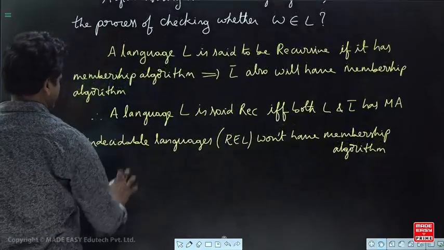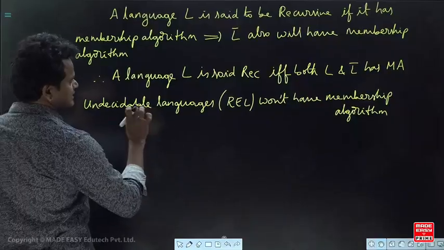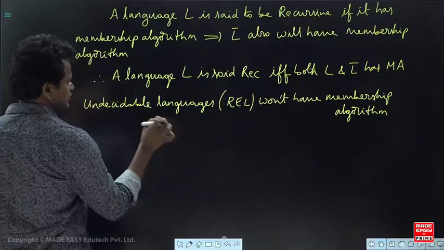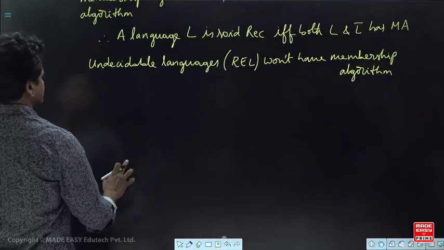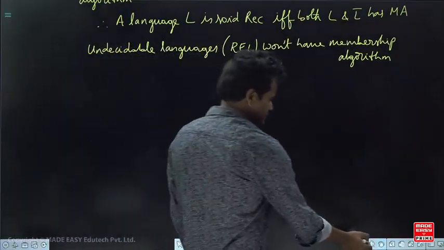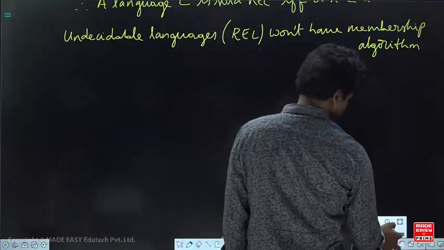Now, undecidable languages, REL, won't have membership algorithm. Only recursive languages will have membership algorithm. Next, lexicographic ordering.